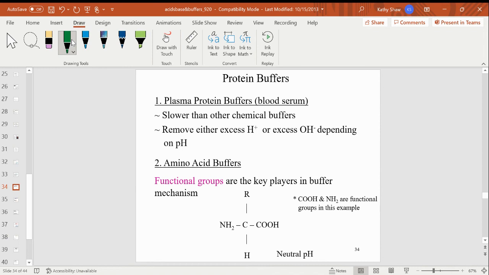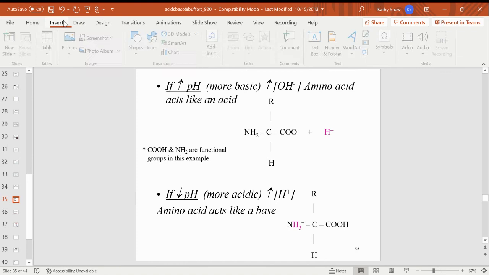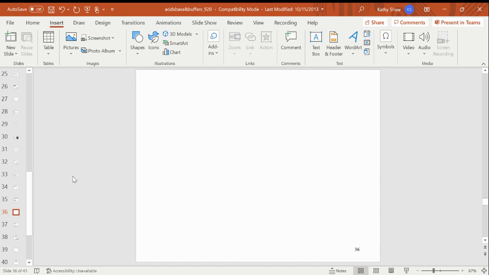Okay, so proteins are made up of amino acids. So let's talk about the structure a little bit. And I know a lot of this is just ancient history to some of you, but I also know chemistry's been a while for some of you. So we're going to break down the structure of an amino acid.